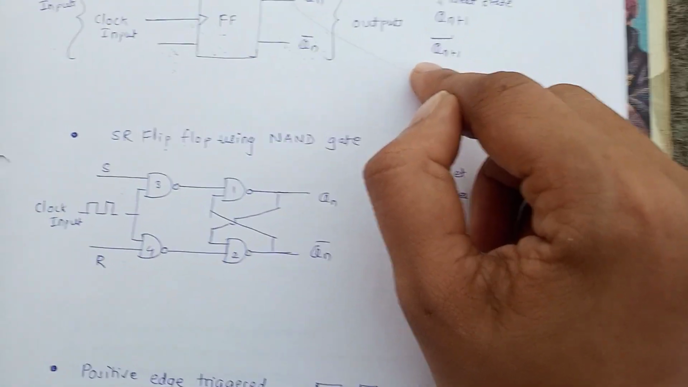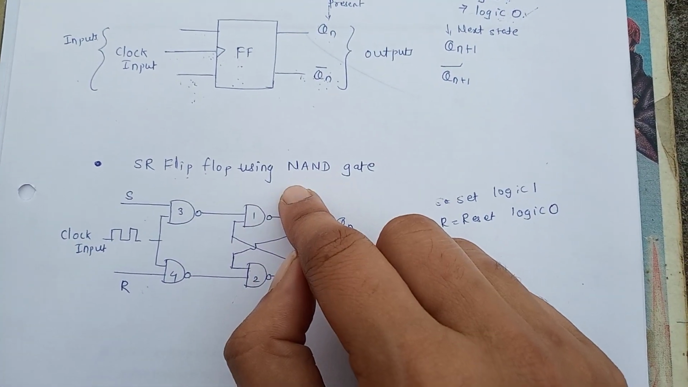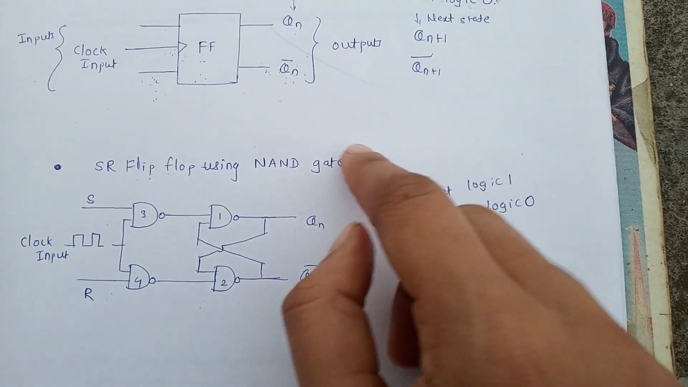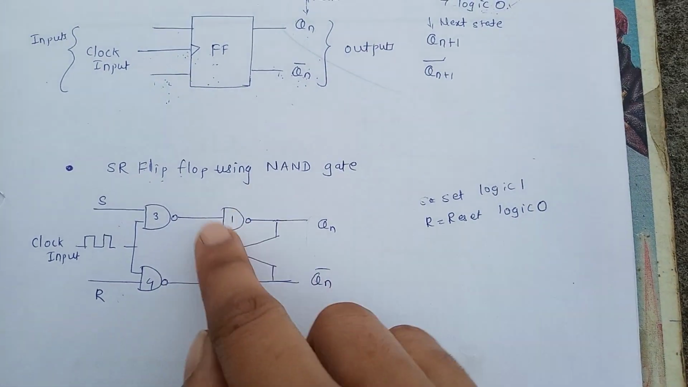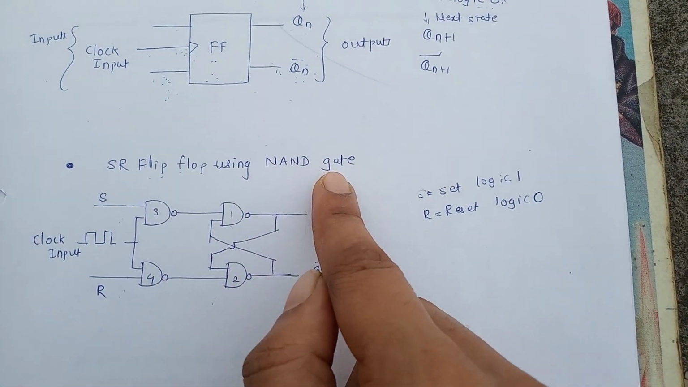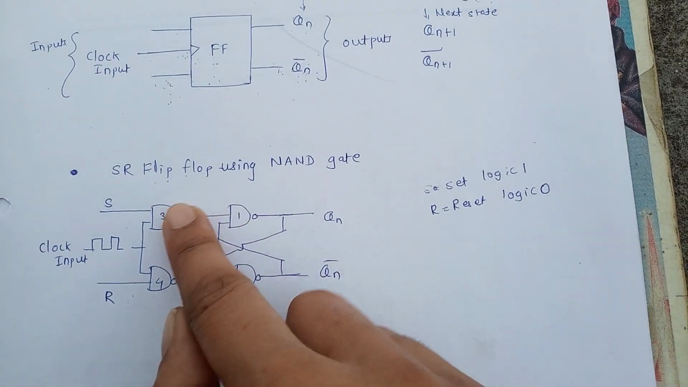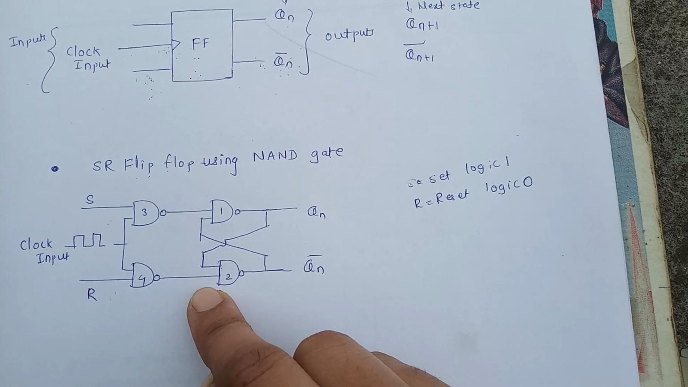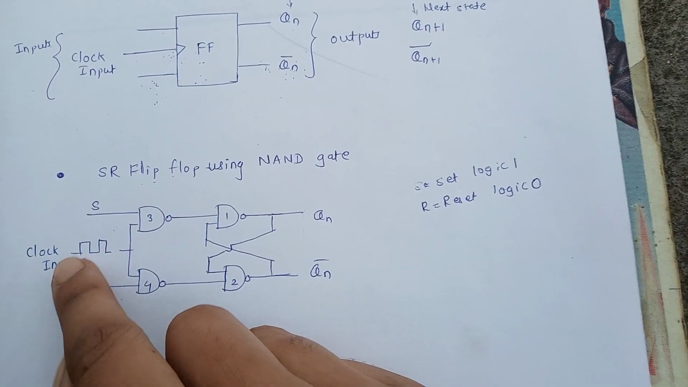Now there are four flip-flops: SR flip-flop, JK flip-flop, D flip-flop and T flip-flop. These flip-flops can be implemented by using universal gates. Now this is a diagram for SR flip-flop using NAND gates. Now there are four NAND gates used to build an SR flip-flop. There are two inputs S and R and one clock input.